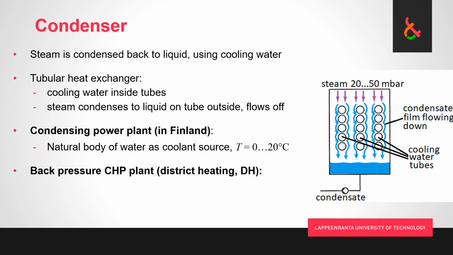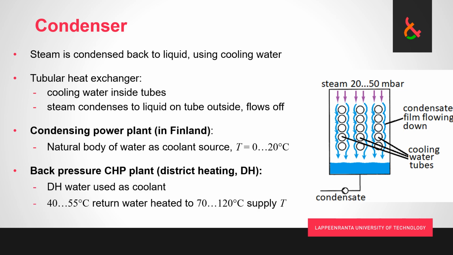Back pressure power plants, CHP plants, cogeneration plants, however you wish to call them. If we are producing district heating, and about half of our CHP production is district heating, the cooling water is the district heating water, and it comes to the power plant at about 40 to 55 degrees temperature, and we heat it, depending on the season, to 70 to 120 degrees water, so that the heat customers can make good use of it.